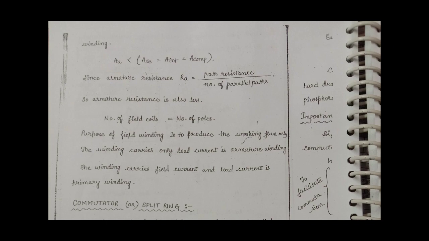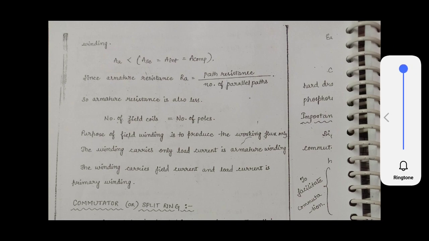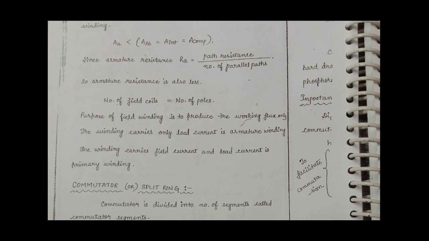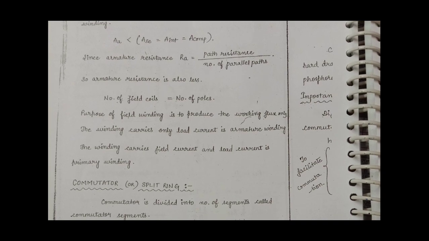So in DC machine, it is a construction class, continuation of construction of DC machine. Last class, the field poles were completed, the arc-shaped field poles and eccentric or chamfered poles.